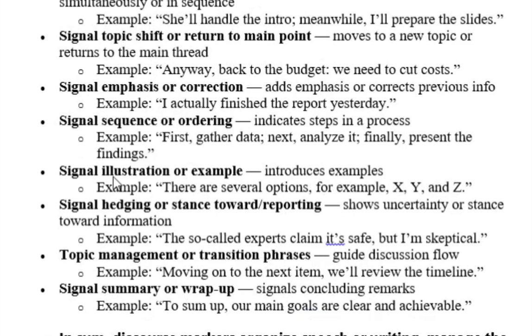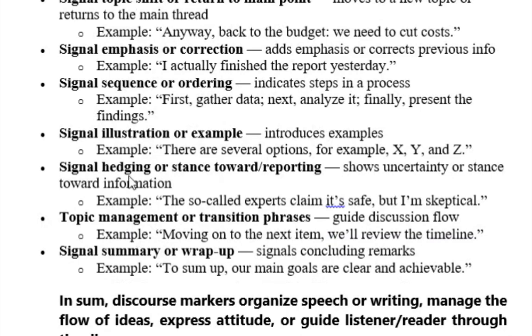Another one talks about illustration or example. The best ones are examples or, let's say, for instance, like this example, there are several options, for example, X, Y, and Z, okay? Another one of them, in fact, shows hedging. What does hedging mean? It means that you want to make it less certain, all right? It shows uncertainty or a little bit of confusion or stance toward the information being given. Like this example, the so-called experts claim it's safe, but I'm skeptical, all right? So, but here talks about a little bit of uncertainty, okay? Or even the so-called one.